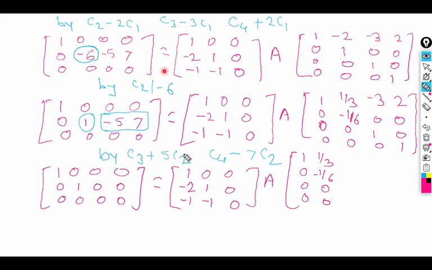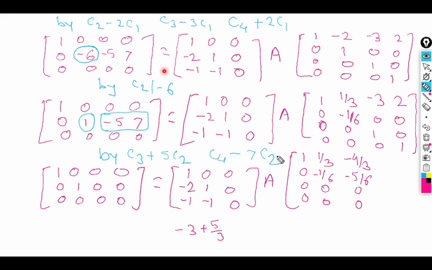C3 plus 5C2. Now C3 is minus 3, so I'll write it here for you. C3 is minus 3 plus 5 times C2, which is 5 by 3. So minus 9 plus 5 is minus 4 by 3. So this is minus 4 by 3, because it is C3 plus 5C2. Now 5C2 is minus 5 by 6. And here these zeros are as it is. So that is for the third column.